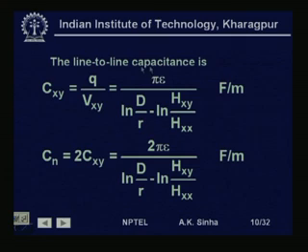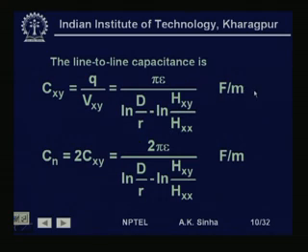Once we have got this voltage, we can calculate the line to line capacitance as Cxy is equal to q by Vxy. So, now this is simply q divided by Vxy that we have calculated. This will come out to be pi epsilon by ln(d/r) minus ln(Hxy/Hxx) farad per meter.